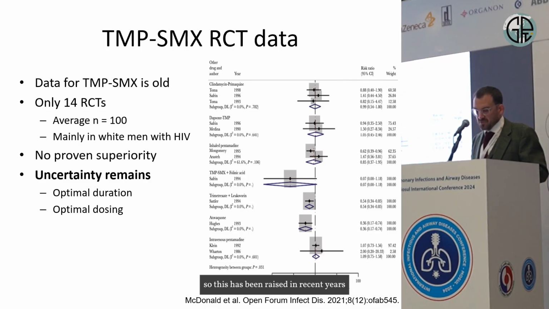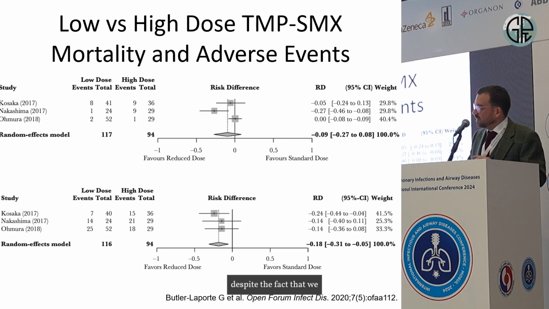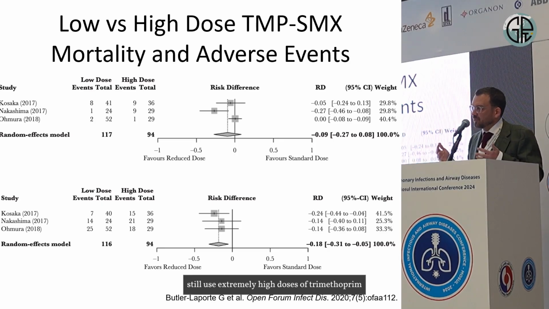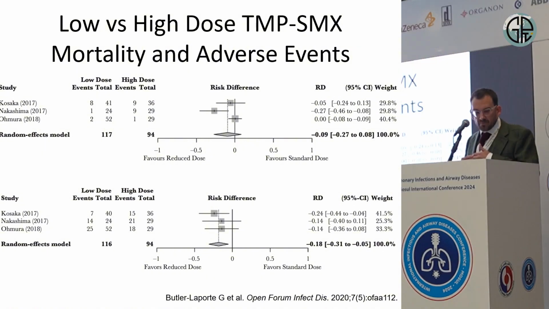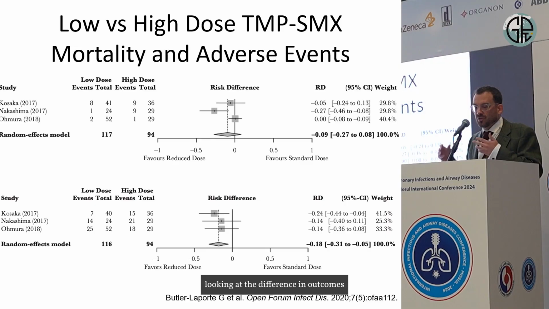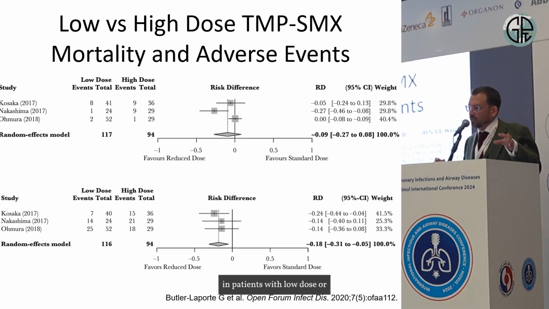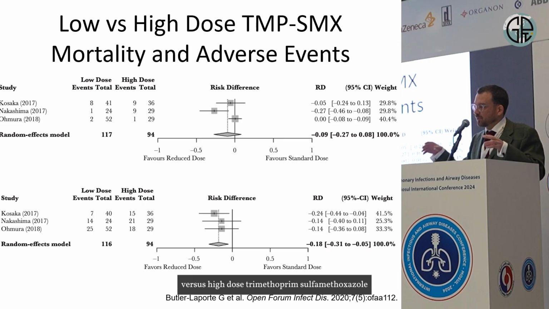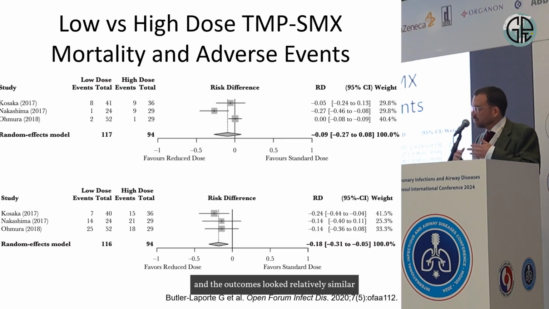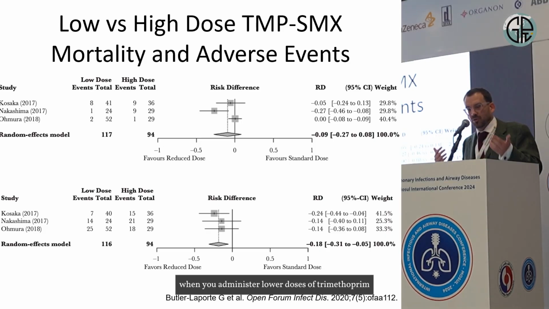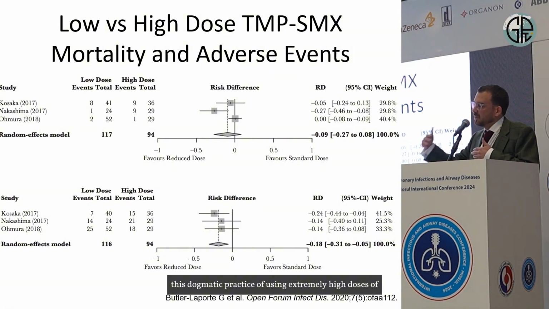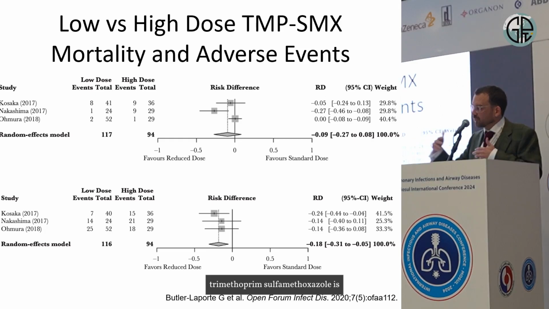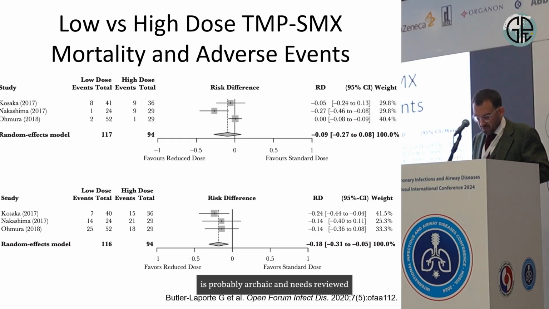This has been raised in recent years, despite the fact that we still use extremely high doses of trimethoprim sulfamethoxazole. Colleagues at McGill University in Canada recently conducted a meta-analysis looking at the difference in outcomes in patients with low dose versus high dose trimethoprim sulfamethoxazole. The outcomes looked relatively similar, but with significantly less toxicity when you administer lower doses. So this dogmatic practice of using extremely high doses of trimethoprim sulfamethoxazole is probably archaic and needs reviewed.